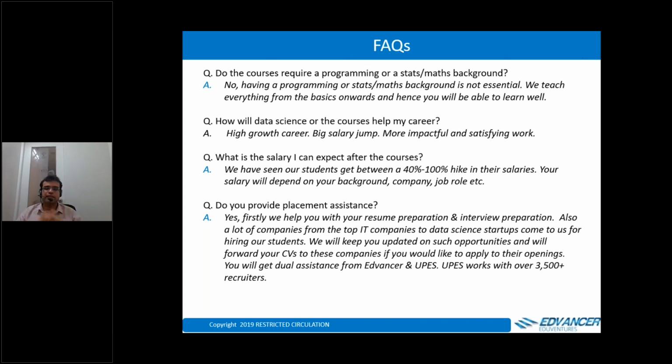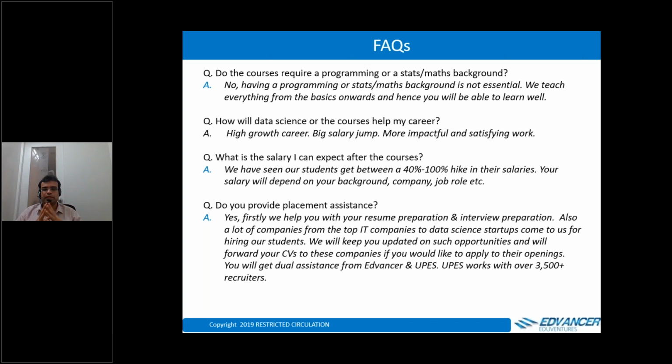What is the salary I can expect after the courses? Now, I can't tell you your exact salary, but what we have seen is that our students get anything between a 40 to 100% pay hike in their salaries when they make a switch to data science, and freshers get anything in the region of 5 to 6 lakhs. Your salary will depend on your background, company, job role, education, etc.